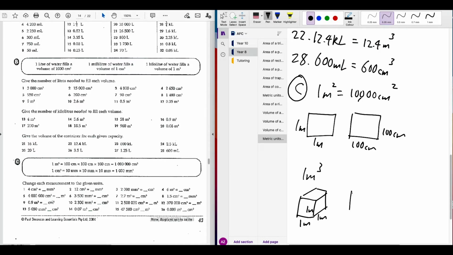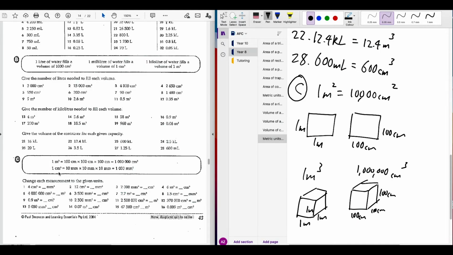So what you can do is you can draw a cube if you want. And it's going to be 100 centimeters, 100 centimeters, and 100 centimeters, right? So if you multiply these numbers out, you should get 1 million centimeters cubed. So here, 1 meter cubed is equal to 100 centimeter times 100 centimeter times 100 centimeter, because 100 centimeter equals 1 meter, right? So that's how you get the 1 million.